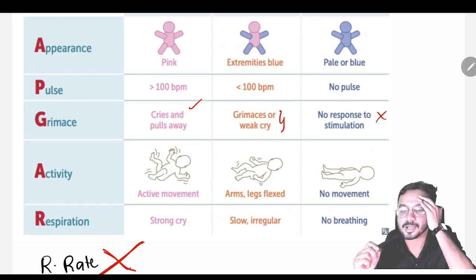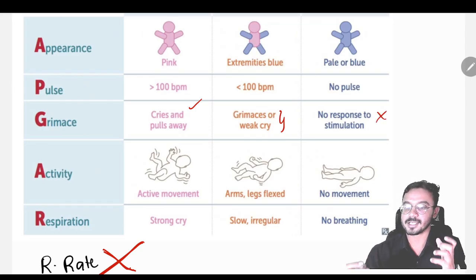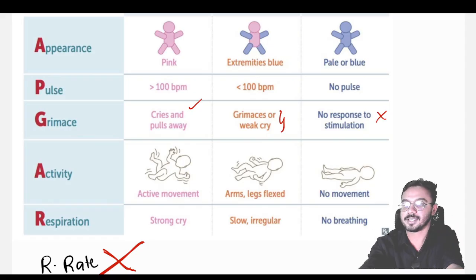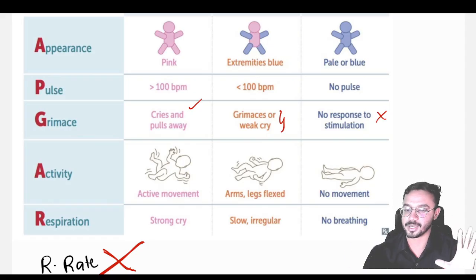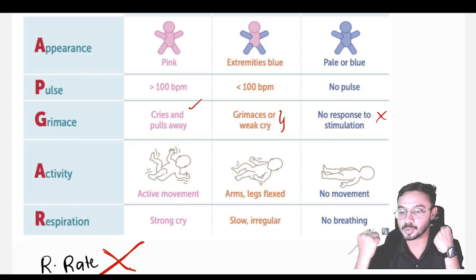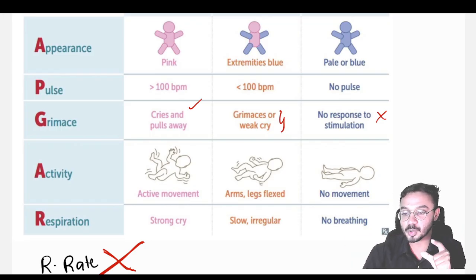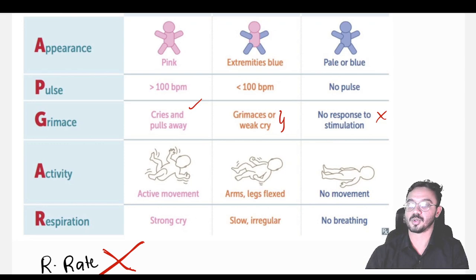And what about activity? If there is active flexion and extension, the baby flexes the hand and extends the hand, then it's completely fine, that is score 2. And if the baby has only flexion but there is no extension, that is known as score 1. If not at all moving, score 0.